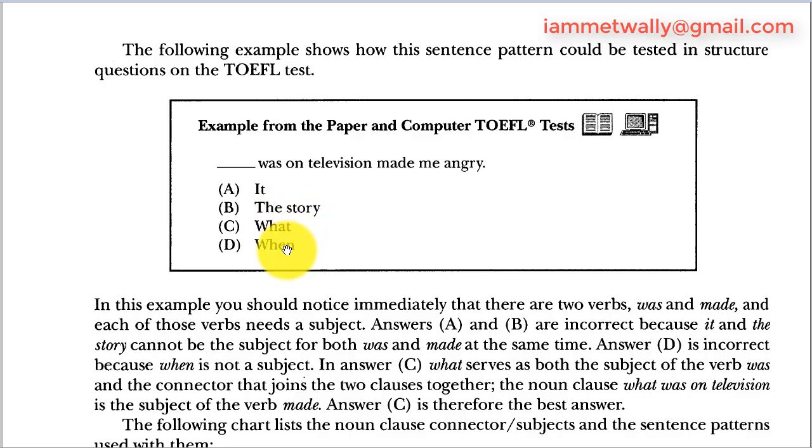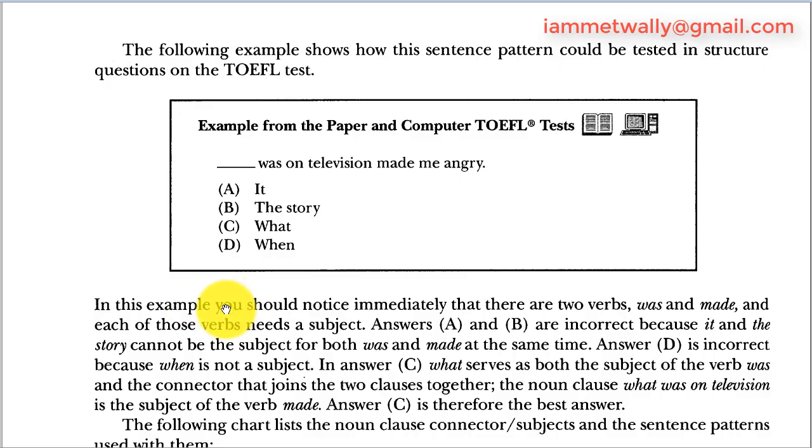When is a connector that doesn't function here as a subject. So the only one is what. What was on television made me angry. Because if I take when was on television, when what? I don't know when what. I have to add another subject after when, so the only and the best answer is C.